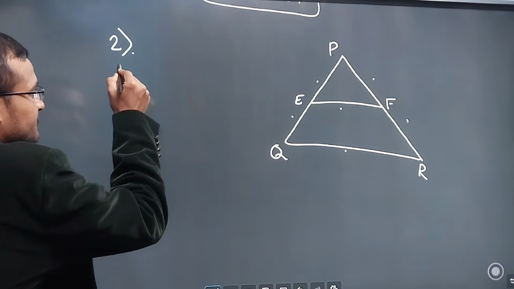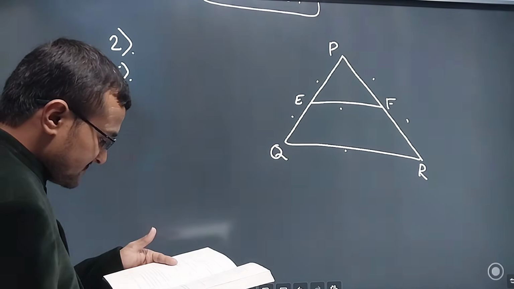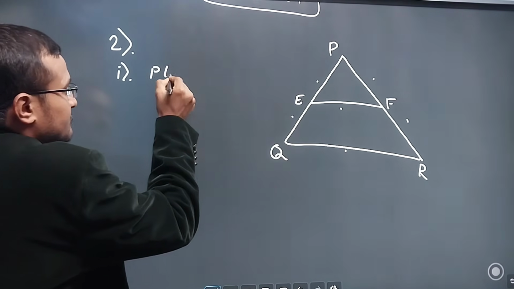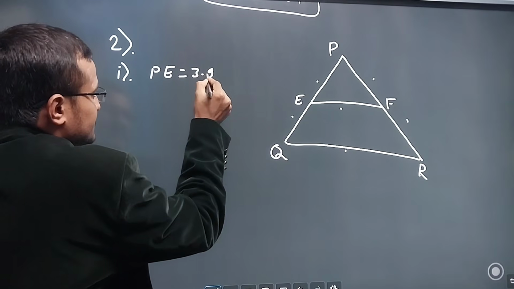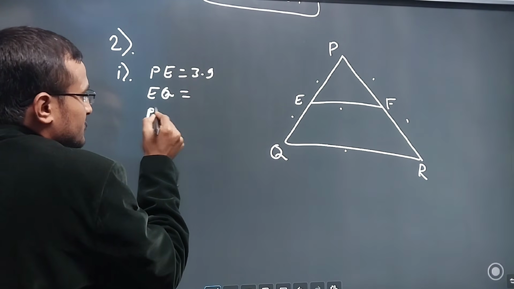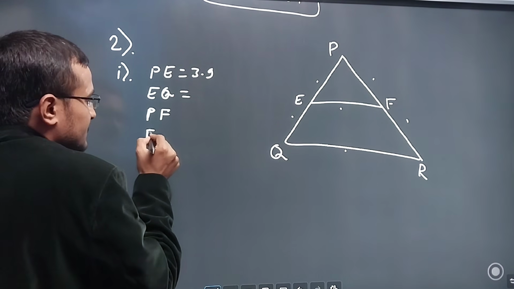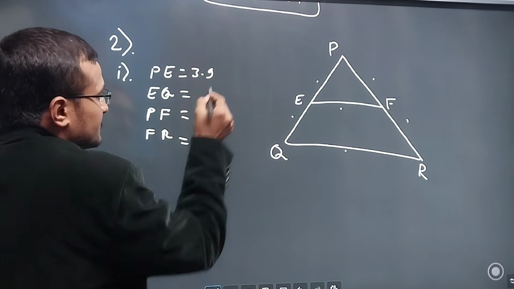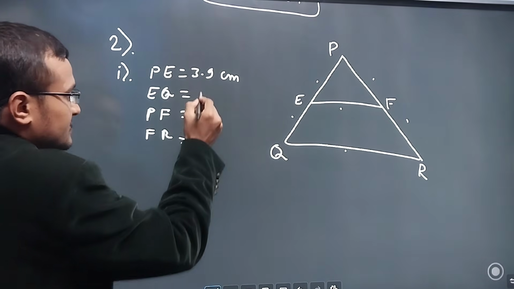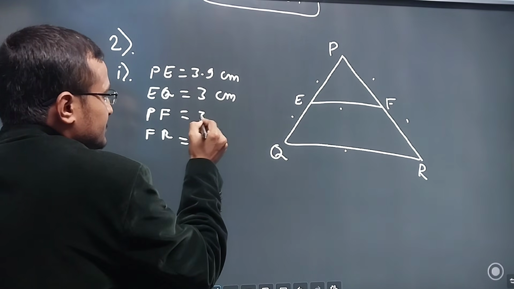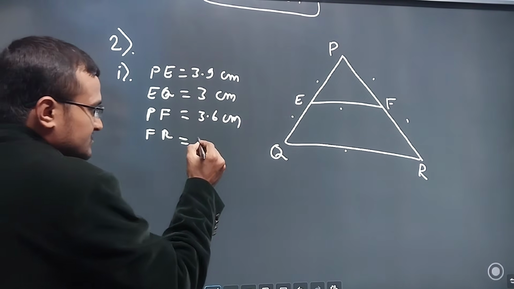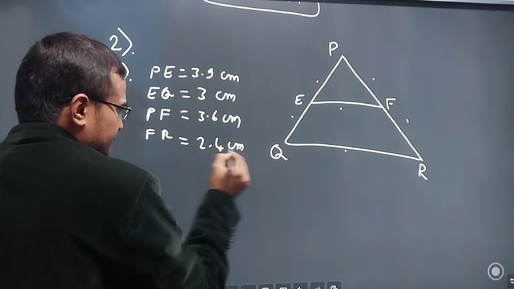So now we will move to the first case in the second question. So in the first case, PE they have given us 3.9 centimeter. PE is equal to 3.9 centimeter, and EQ they have given as, so I'll write all the 4: PE, EQ, PF and FR. So here 3.9 centimeter is PE, EQ is 3 centimeter, PF is 3.6 centimeter, and FR is 2.4 centimeter.